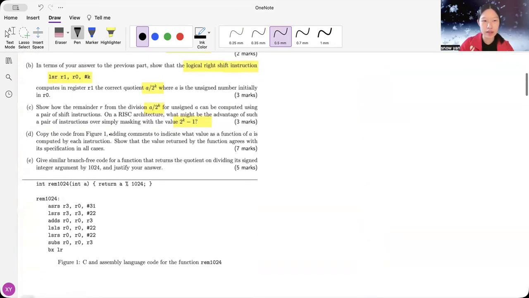Moving on to part D: copy the code from figure 1, adding comments to indicate what values as a function of A are computed by each instruction. Show that the value returned by the function agrees with the specification in all cases. So this is the code over here. Basically, the function we're trying to implement is remainder of 1024. Take A, and then we return the modulo of that. And we have these functions.